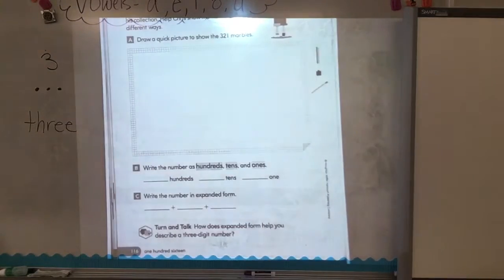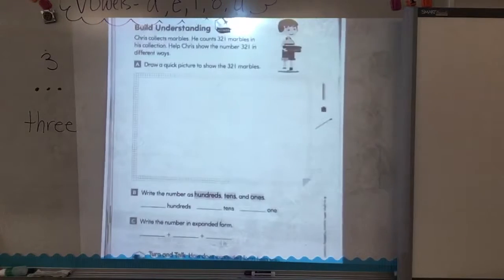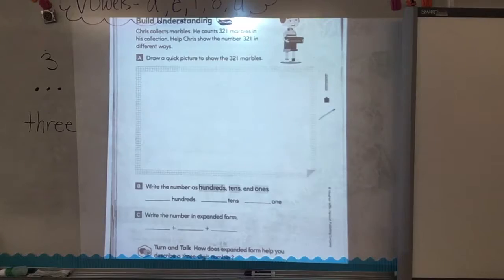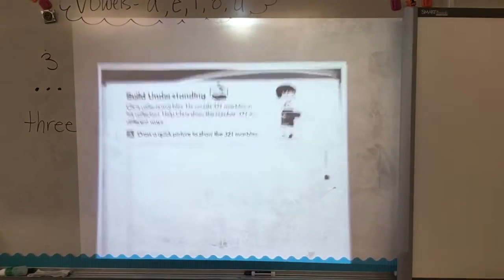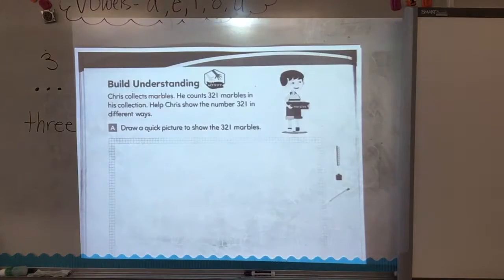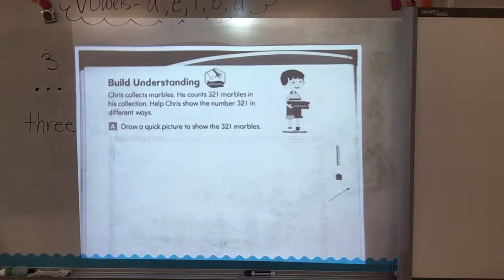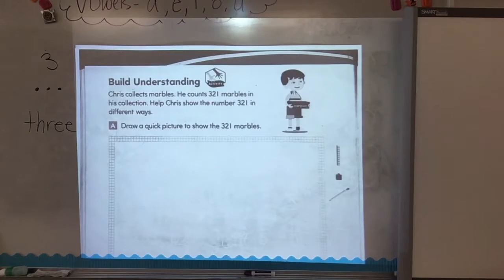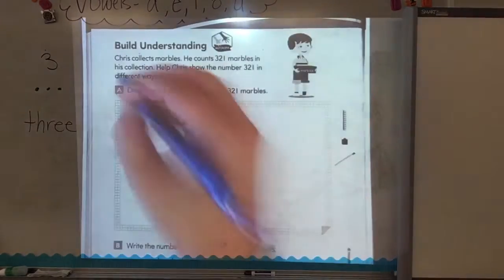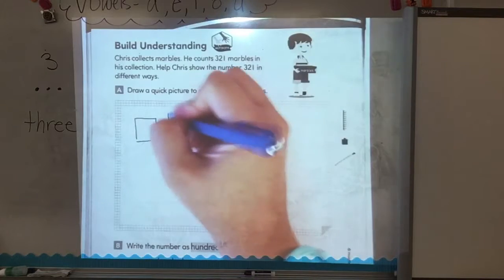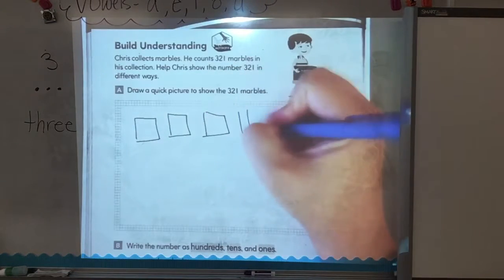So the next page of this lesson starts to break those numbers apart. Chris collects marbles. He counts 321 marbles in his collection. Help Chris show the number 321 in different ways. So it wants to make sure that they have a good understanding of what this number actually means. That those are not a 3, a 2, and a 1. That those numbers have different values and stand for different things based on place value. So drawing the quick picture is just base 10. 3 hundreds, 2 tens, and a 1.